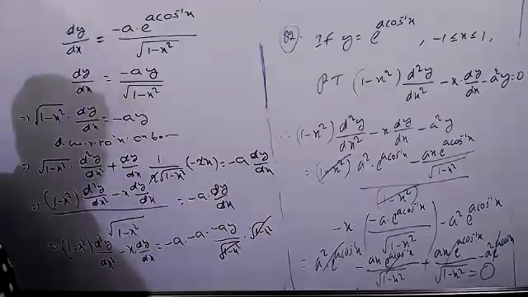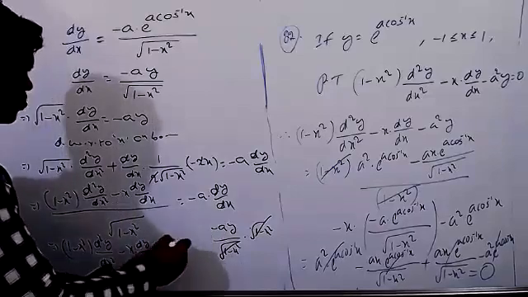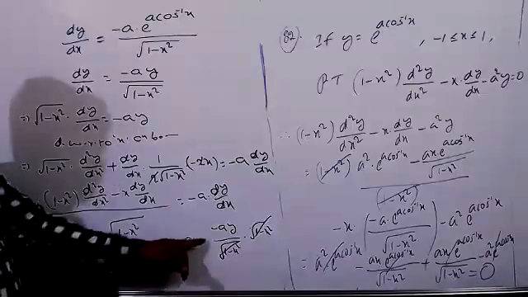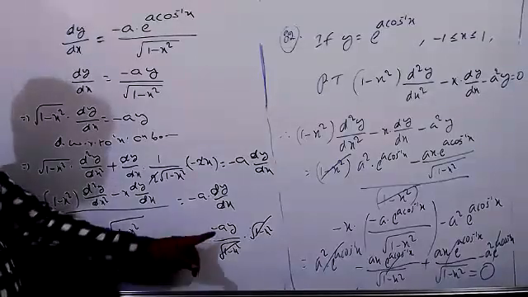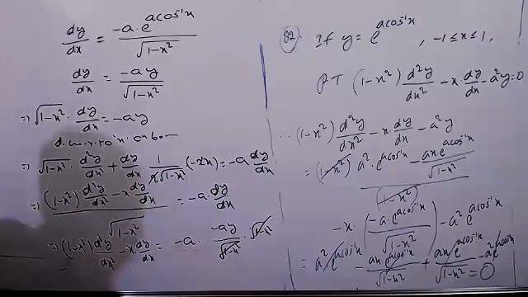Now these two also cancel. So minus into minus, what do you get? Plus a into a equals a square. So a square y is the remaining. So that a square y you can transfer to the LHS side.